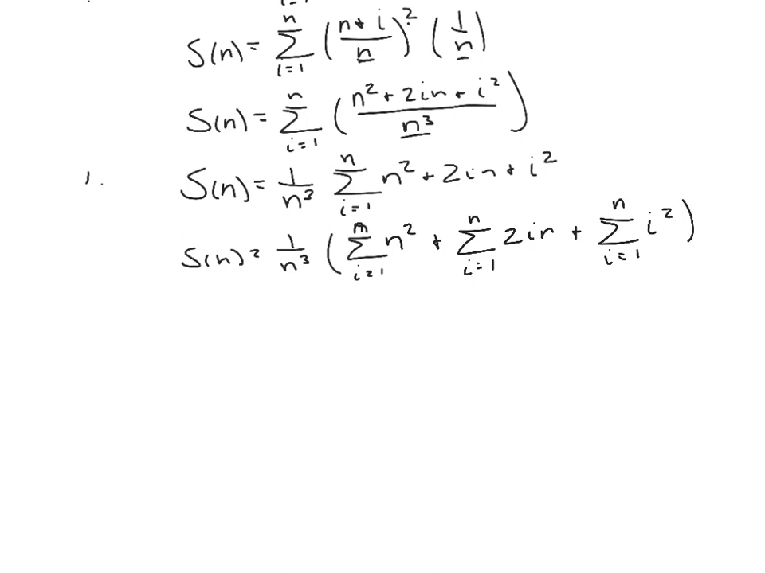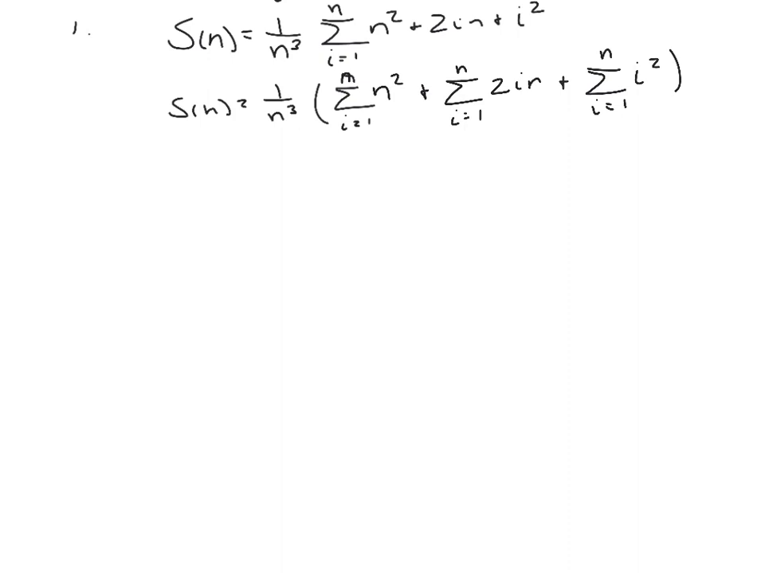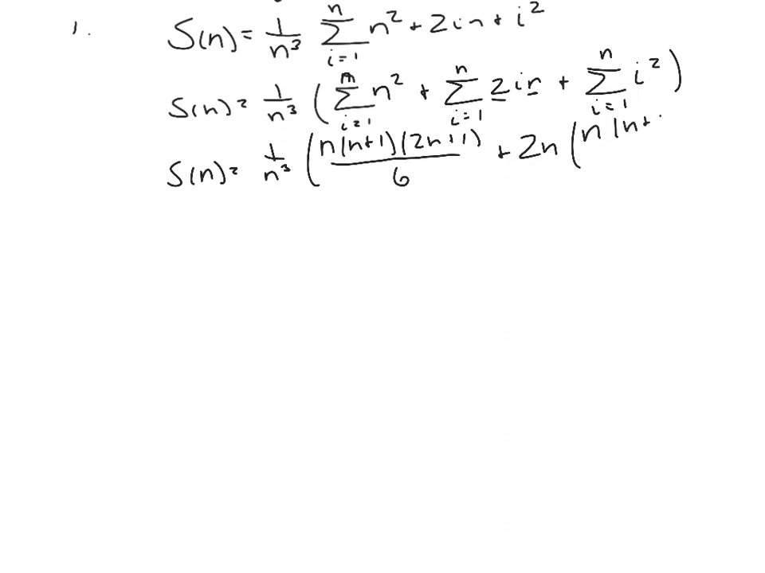Okay, now I can do more stuff to simplify. So let's do that. Let me move this up and let's simplify further. So s of n equals 1 over n cubed of, well, n squared. That is n times n plus 1 times 2n plus 1 over 6. That was property 5, I believe, plus, now I have a constant. For this middle term, I got a constant here and a constant here, so I'm going to bring that out front. And then I'm left with i. Now when my function is i, then I know that this is going to be n times n plus 1 over 2.